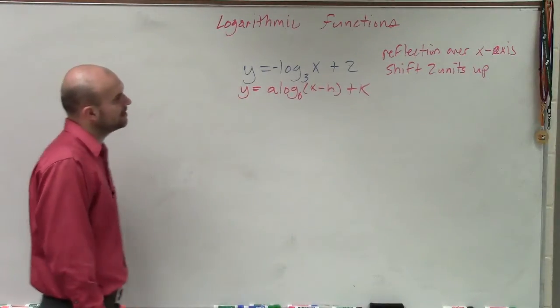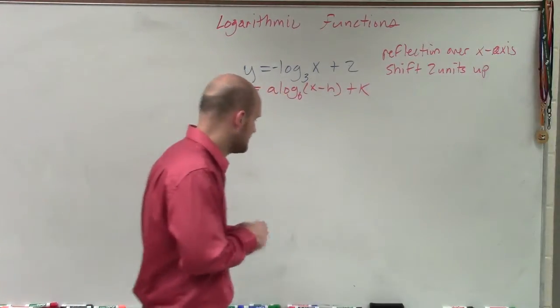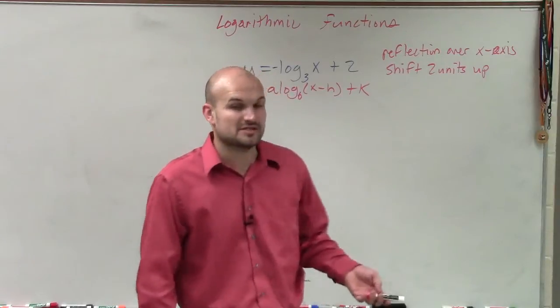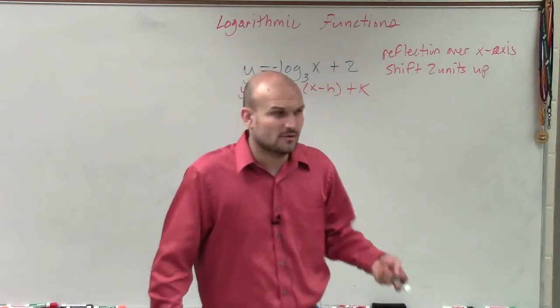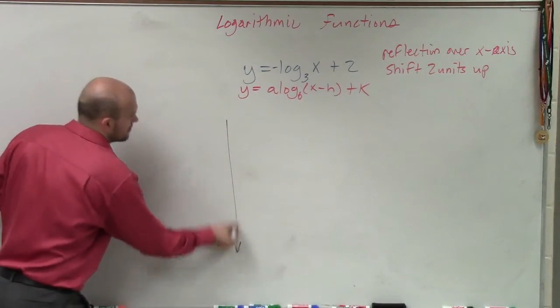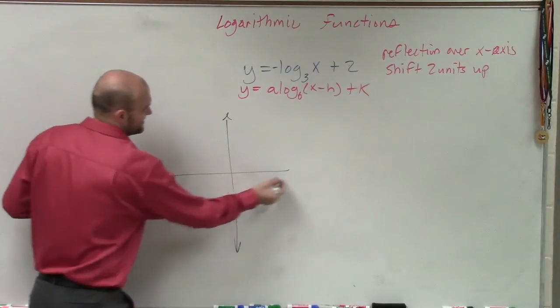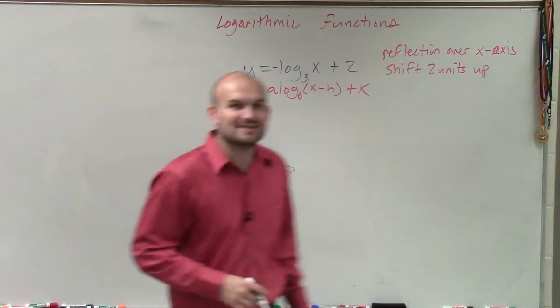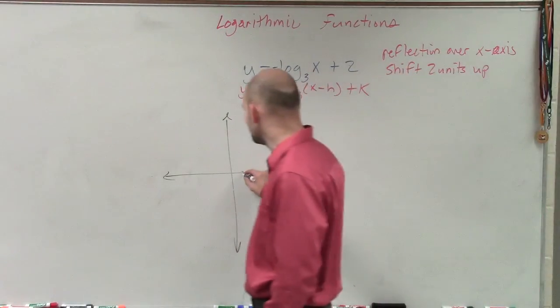OK. So now what we need to do is I'm going to graph two different things. First thing, I'm going to graph the parent graph. And I like applying transformations because graphing the parent graph is pretty basic at this point. So what we can simply do is when we're graphing them, the parent graph is what I already showed you guys, right?